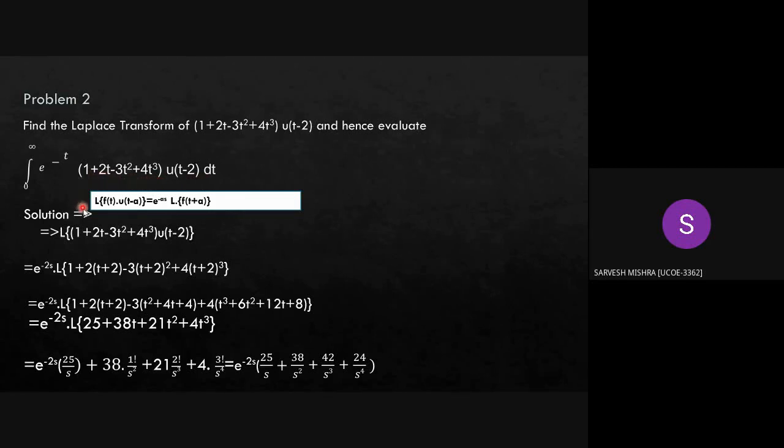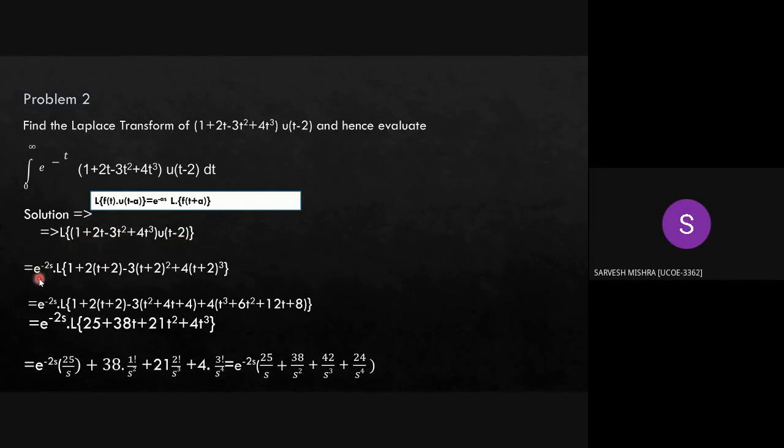So we come to our first part. In the first part, we will be using the formula used in the first question. The formula is in the white box: Laplace transform of f of t into unit step function of t minus a is equal to e raised to minus as, Laplace transform of f of t plus a. So we come to our solution, and solution step 1 is Laplace transform of (1 plus 2t minus 3t square plus 4t cube) into unit step function of t minus 2.